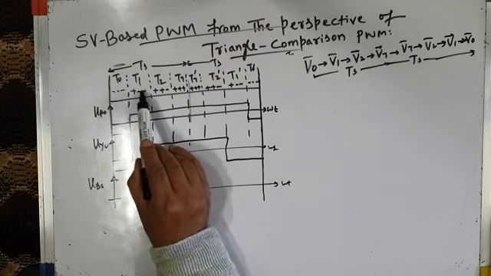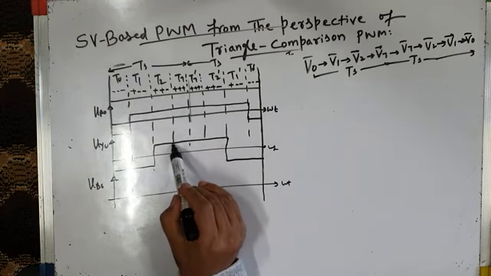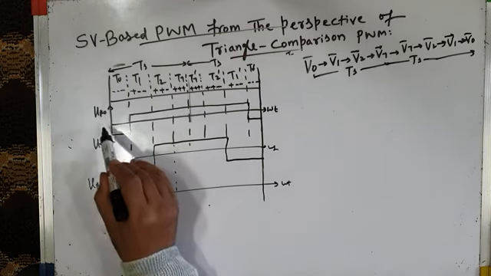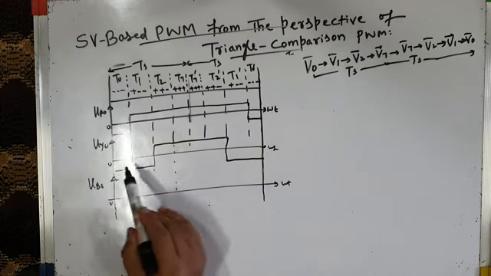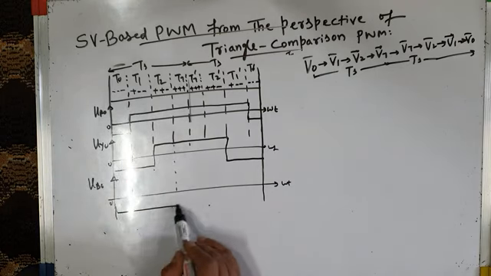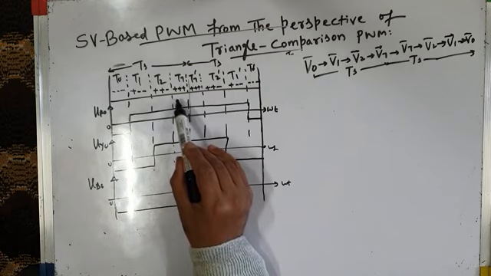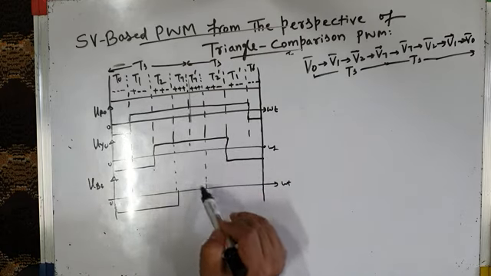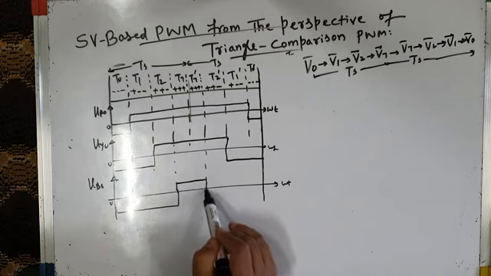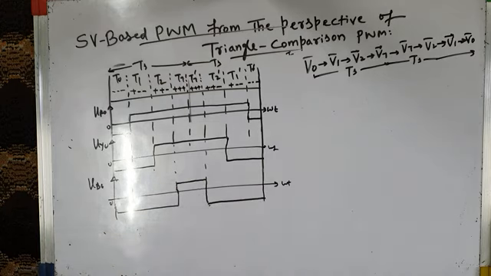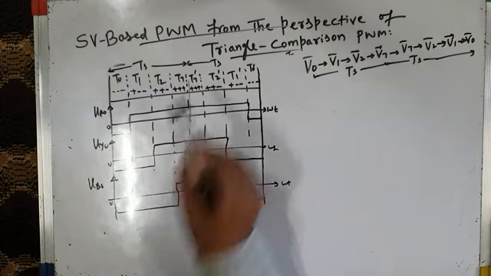VBO is minus minus minus for 3 intervals. The bottom switch of phase leg B is on, so it gives pole voltage minus VDC by 2. Then for 2 intervals T7 and T7 dash, plus plus plus, so the pole voltage is plus VDC by 2. And then again for 3 time intervals, minus VDC by 2. This is the space vector based approach.